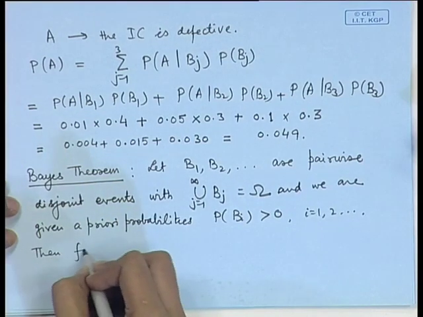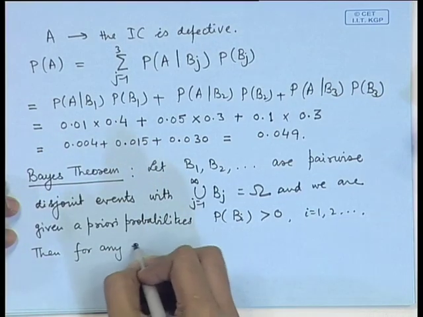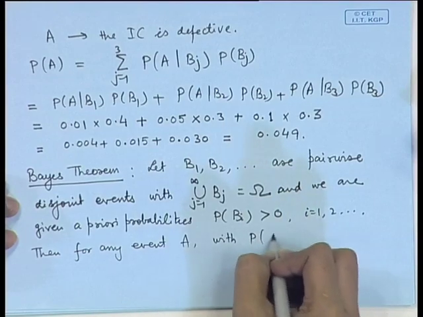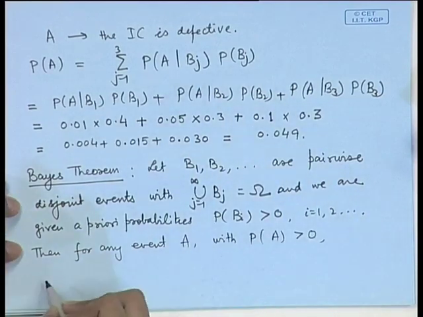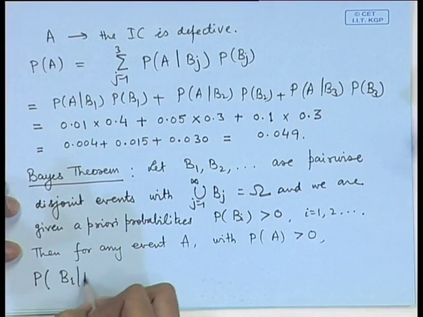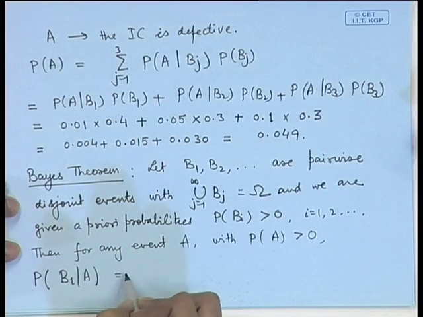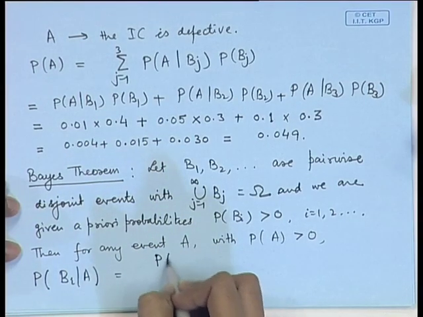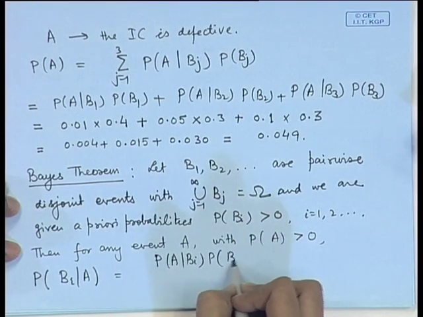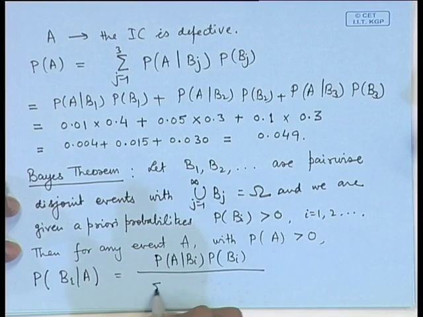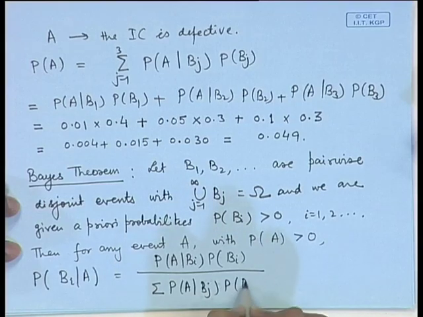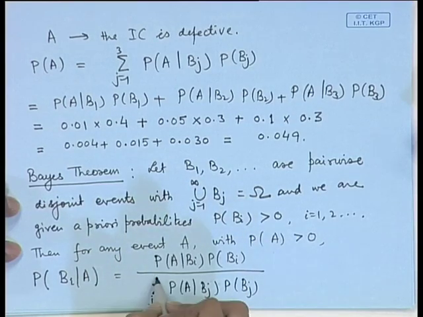Then for any event A, of course, since conditional probabilities are involved, we must say probability of A is positive. Then we define probability of B i given A equal to probability of A given B i into probability of B i divided by sigma probability of A given B j into probability of B j, j equal to 1 to infinity.